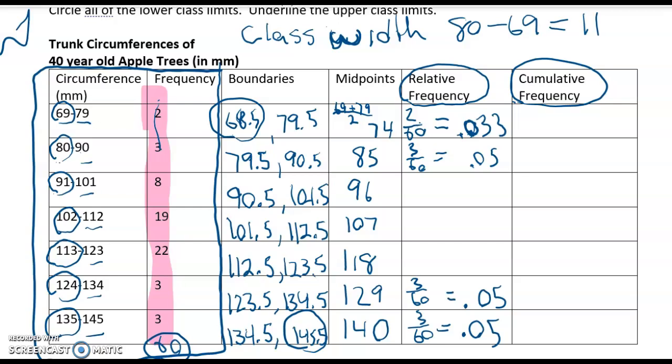Back to the third class, we have 8 out of 60, which is going to be 0.133. The fourth class is 19 out of 60, which rounds to 0.317. And then the fifth class is 22 out of 60, which is equal to 0.367.